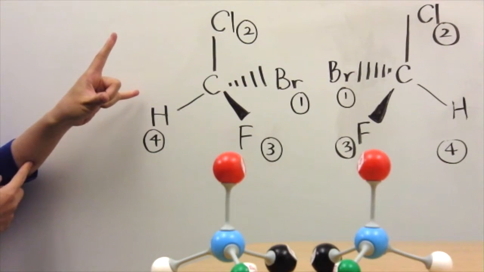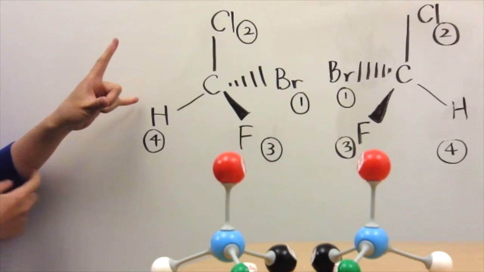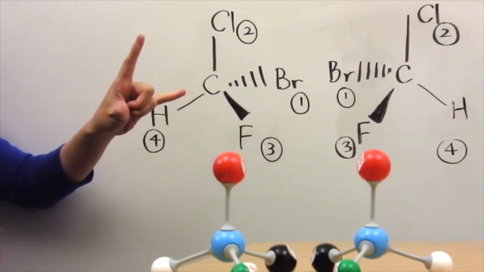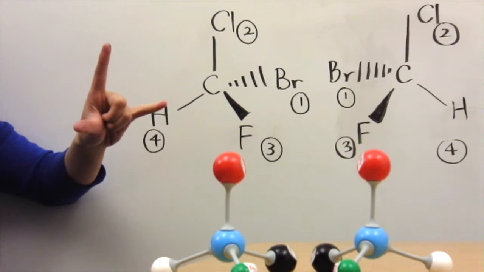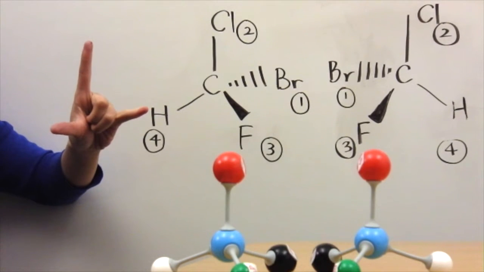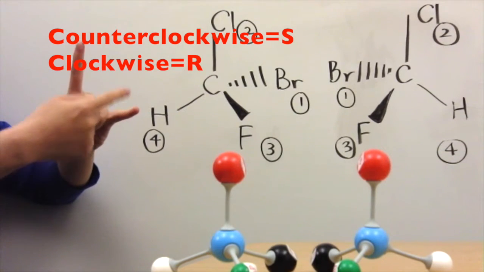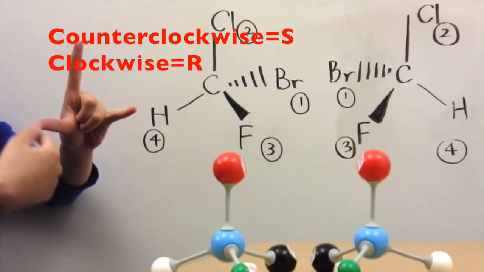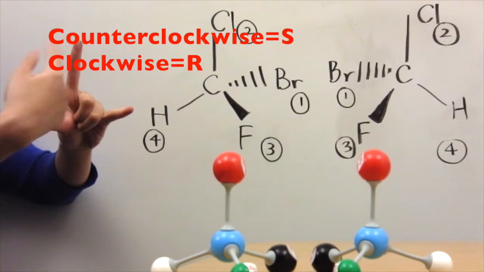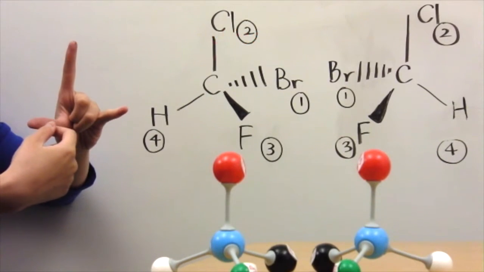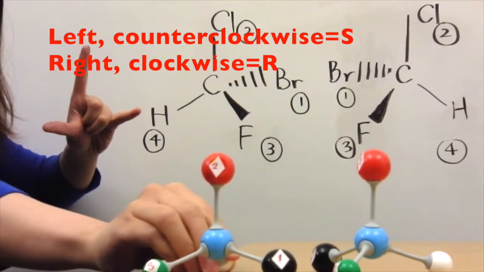To decide if it is R or S, I will rotate my molecule so that 4 is pointing away from us. Okay, and then we count 1, 2, 3. If it is counterclockwise, we call it S. If it's clockwise, in other way, we call it R. Just like this.